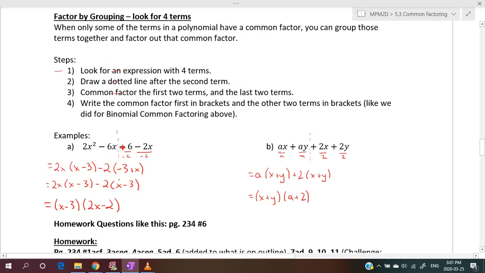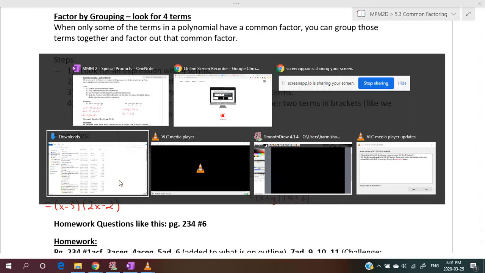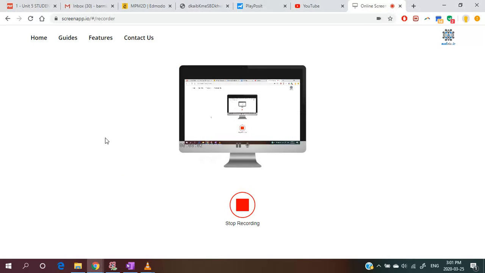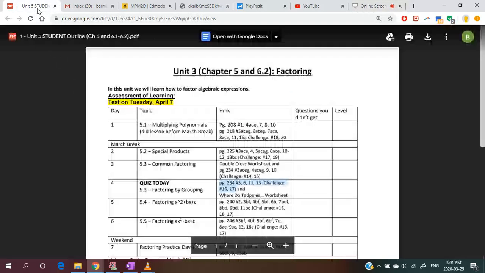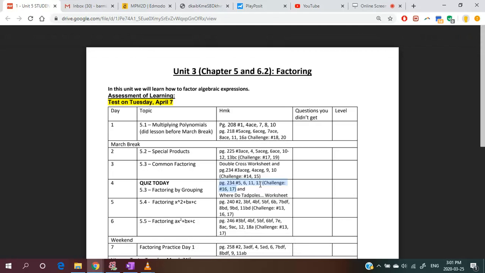Go ahead and practice those questions. The homework is on the unit outline, which if you don't have it printed out, it is on the Redeemer website. Here's your questions, number 5, 6, 11, and 13. A couple of challenges there that you can try.